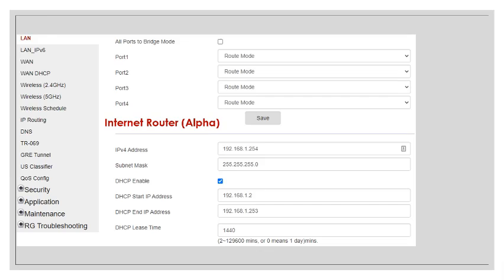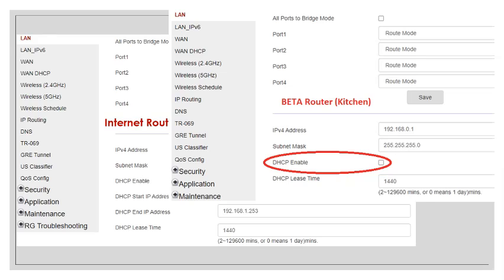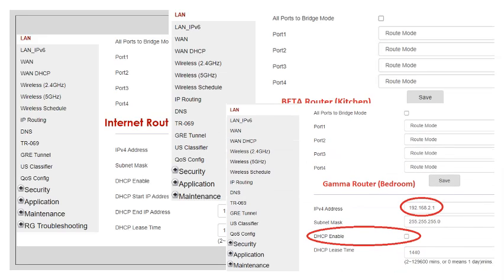Here is the example screenshot of the internet router, that is the alpha router, where DHCP has been enabled, the management IP address has been configured as 192.168.1.254, and the DHCP start IP address and the DHCP end IP address have been given. Please note the beta router configuration is very simple, as explained before. The management IP address is set and DHCP is disabled here. There is no need for a DHCP start and end IP address here. The same applies for the gamma router as well. Management IP should be different, DHCP should be disabled.